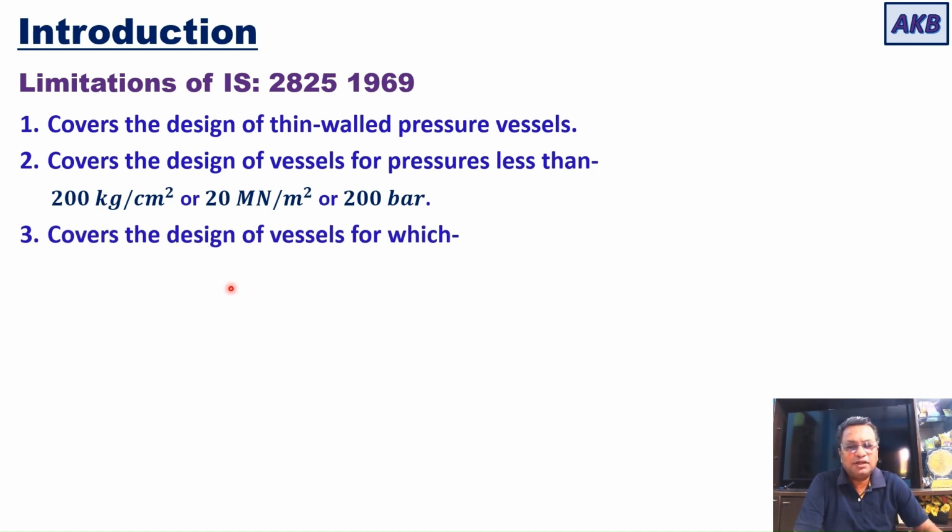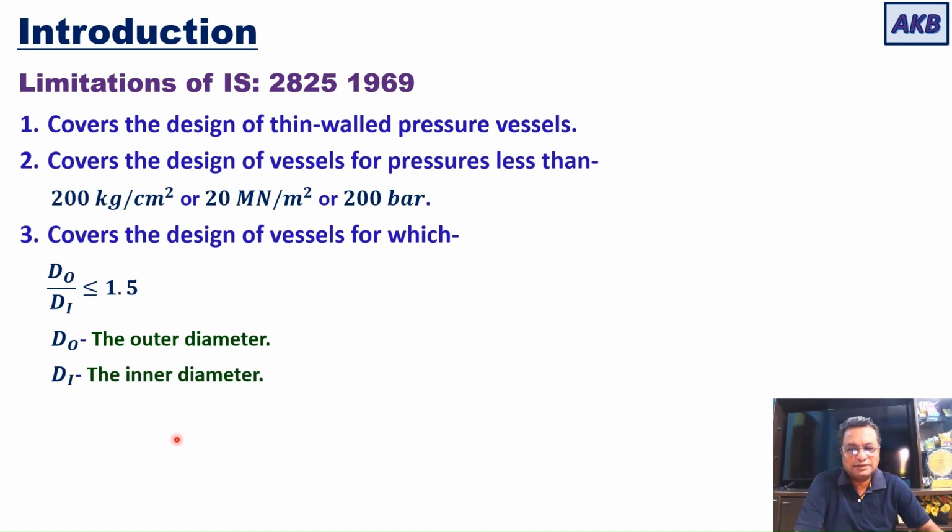It covers the design of vessels for which the ratio of outer diameter to inner diameter is less than or equal to 1.5. It covers design of those pressure vessels whose outer to inner diameter ratio is less than or equal to 1.5. So here DO is the outer diameter and DI is the inner diameter of the vessel.